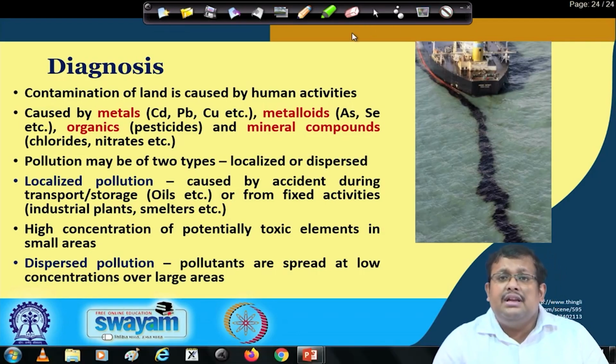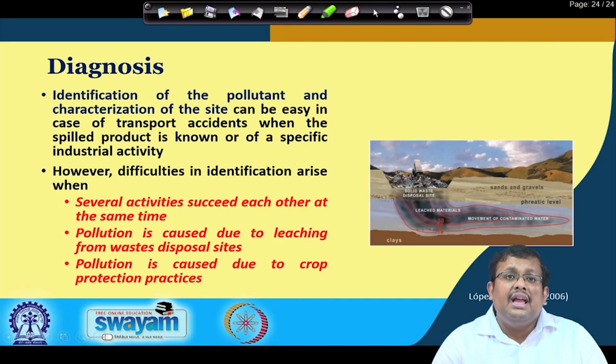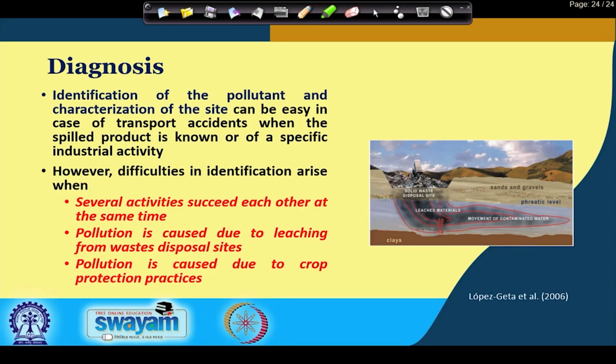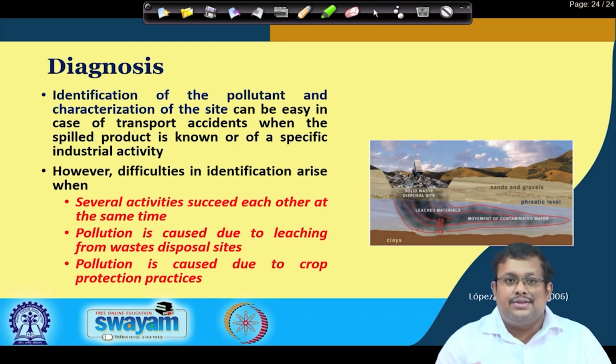So, these are some of the important points of diagnosis: whether it is a localized pollution or dispersed pollution. Identification of the pollution and characterization of the site can be easy in case of transport accidents, when the spilled product is known, or a specific industrial activity. In the previous slide you have seen that it is very easy to identify the localized pollution because you know the source.